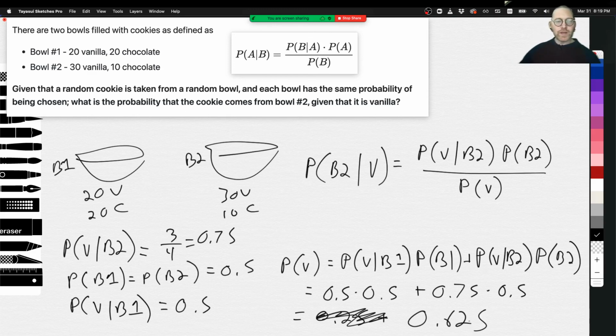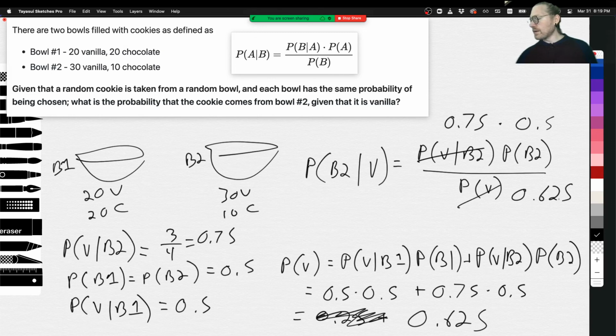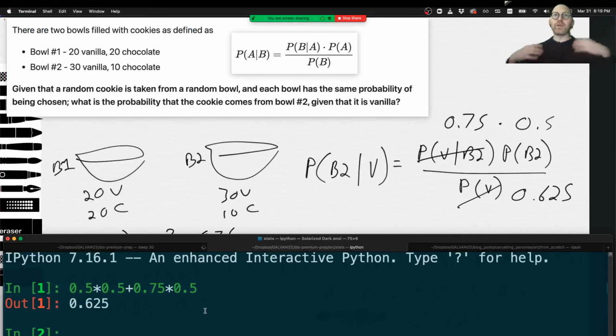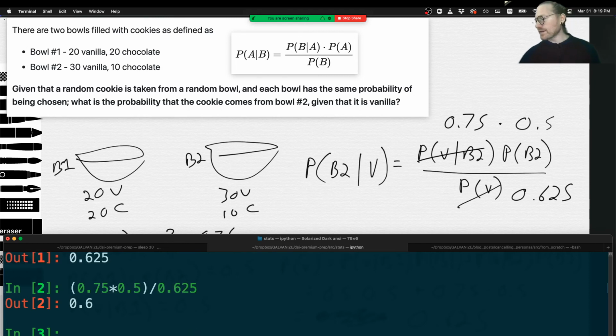Now we have all the information we need to answer this question. The probability of vanilla given bowl 2 is 0.75. The probability of bowl 2 is 0.5. The probability of vanilla is 0.625. And we can answer that, the probability of bowl 2 given vanilla. So that's just 0.75 times 0.5, divided by 0.625, which is 0.6.